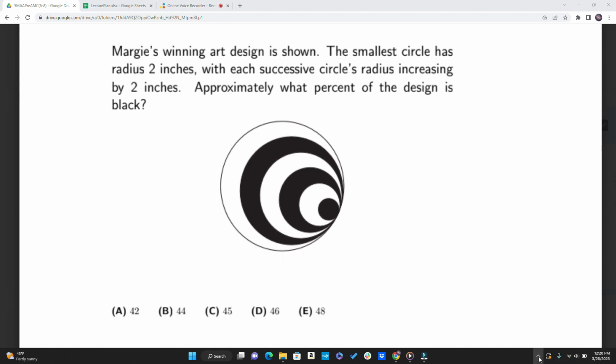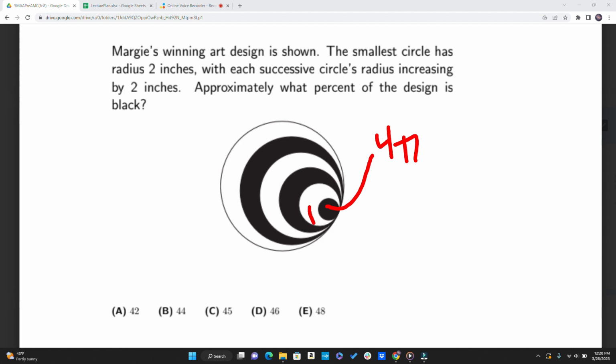It's kind of an interesting art design. So Maggie's winning art design. The smallest circle has radius 2, and each successive radius increases by 2 inches. So what percent of the design is black? Okay, well, we've got that original circle. That's got radius 2. So the area of this circle here is 2 times 2 is 4. So 4 pi for that circle.